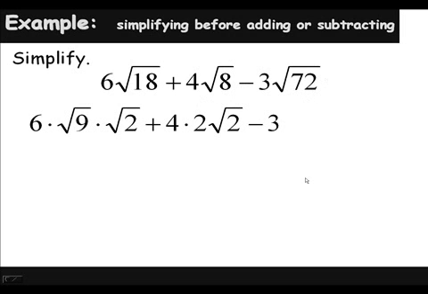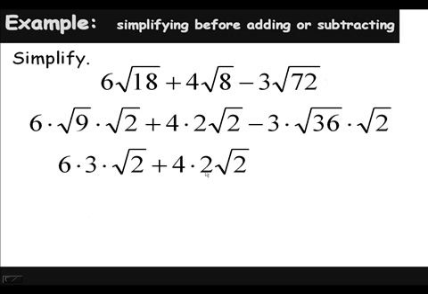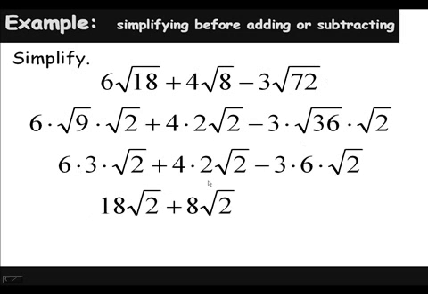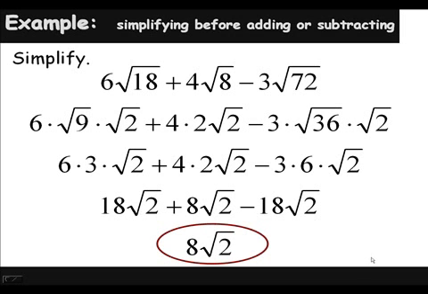And root 72 is the same as root 36 times root 2. The square root of 9 is 3. The square root of 36 is 6. So here I have 18 root 2, here I have 8 root 2, and here I have negative 18 root 2. The 18 root 2 and the negative 18 root 2 will just cancel each other out or add to 0, and I'm left with 8 root 2. So sometimes you need to simplify before adding or subtracting so that you can get like terms in order to add or subtract.